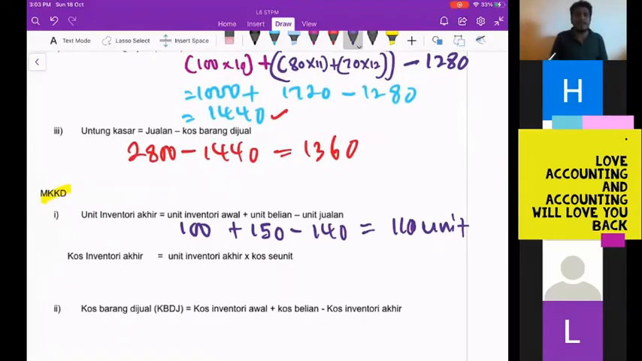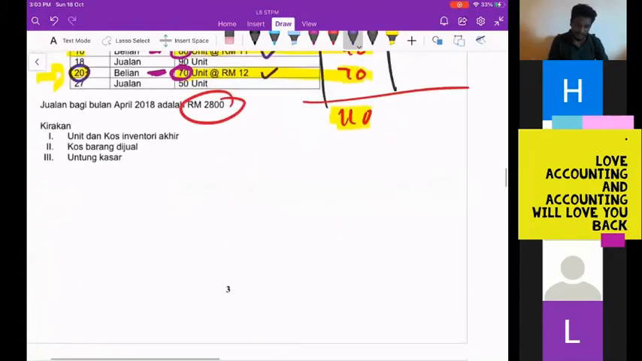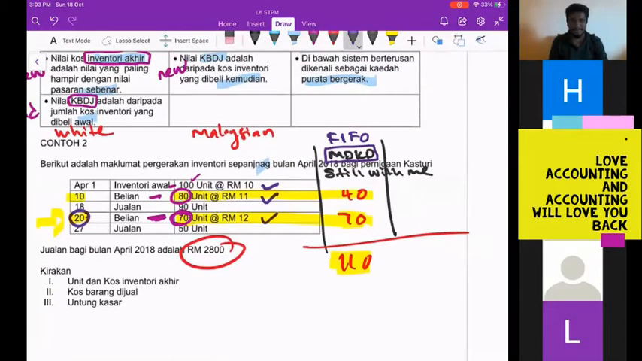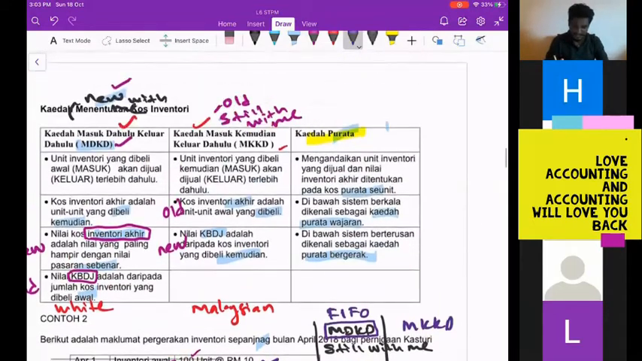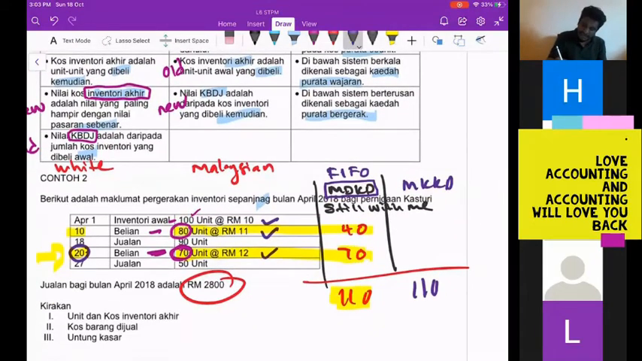The problem here is the same problem: the units are not the same. But how many units do I have? I have 110. What is this? MKKD. Is it MKKD? Yes. In English, we call that LIFO. Last in, first out is LIFO. MKKD.